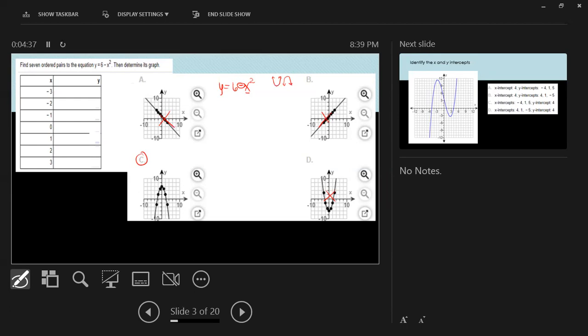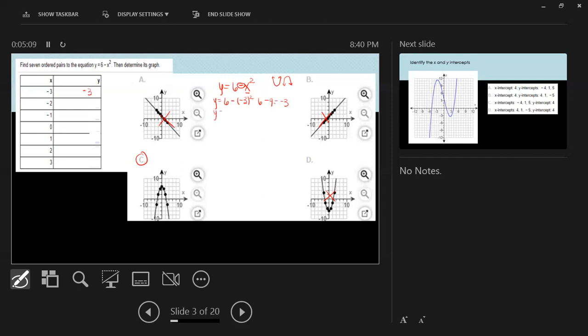So I'm just going to substitute my x values into the equation. I'm going to start with the -3. So I have y is equal to 6 subtract x squared, which will be -3 squared. So that will be 6 subtract 9, because -3 squared is 9. So 6 subtract 9 is -3. So y will be -3. And I'm going to do the same for all the values.